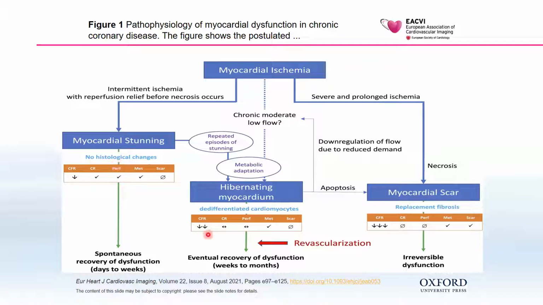Then we have the hibernating myocardium, which is a chronically ischemic myocardium, or a myocardium which had repeated stunning. And then we have the myocardial scar. And I want to say here, and I will say it again later in the lecture, that things are not so simple. There are areas in the heart where we have mixed scars with a little bit of viable, a little bit of hibernating myocardium, and a little bit of scarring. So it's not so binary as it looks.